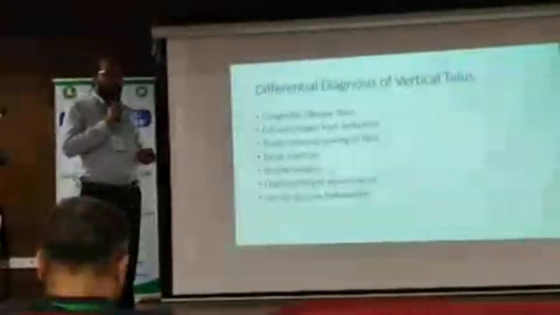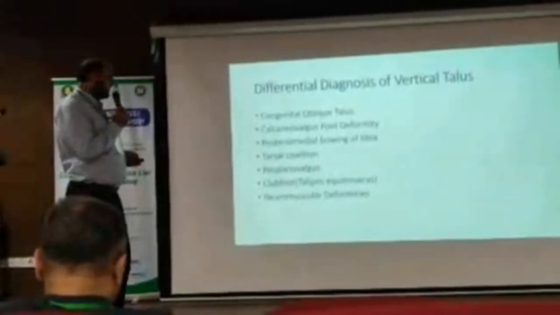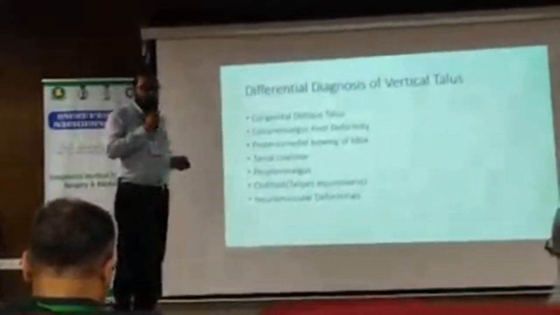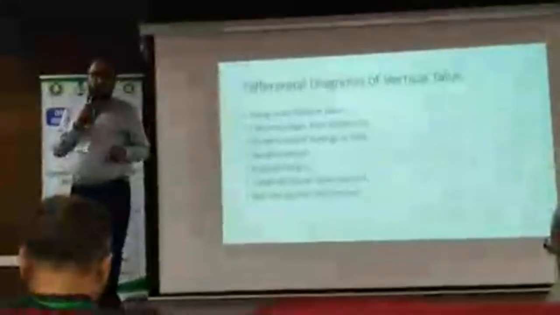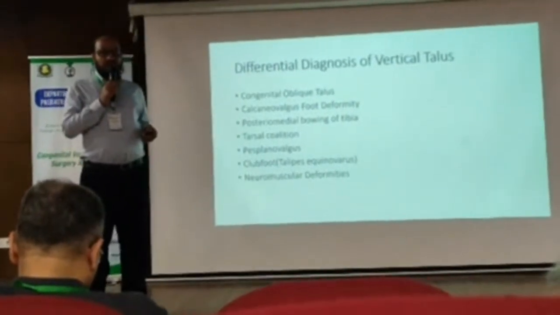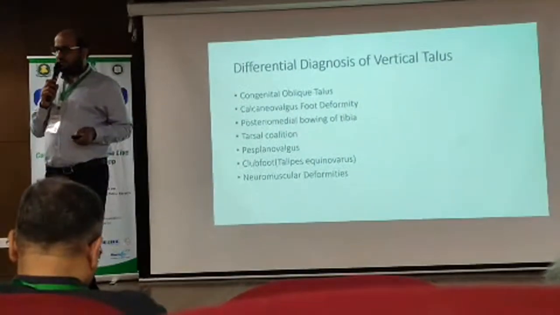The differential diagnosis of vertical talus: oblique talus, tarsal coalition, and as I told you, clubfoot treated with over-correction and rocker bottom development, and calcaneovalgus deformity of the foot, and neuromuscular problems like cerebral palsy, neuropathic foot and myopathy as well.